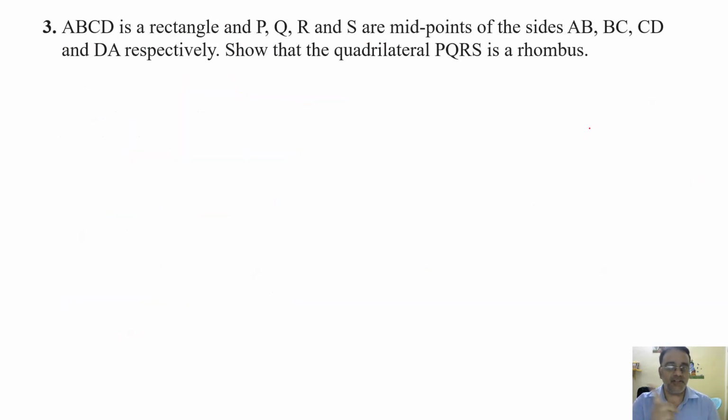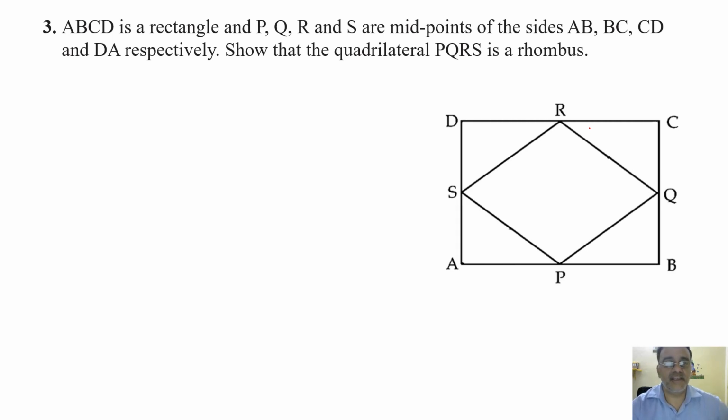Next question. This is also a 5 marks question. ABCD is a rectangle and P, Q, R, S are the midpoints of the sides AB, BC, CD and DA respectively. Show that PQRS is a rhombus. So rhombus proof करने के लिए क्या-क्या proof करना पड़ेगा? First parallelogram, then all sides are equal. सो पैरेललोग्राम प्रूफ करने के लिए वही सेम स्टेप है जो अभी पिछले क्वेश्चन में किए थे.